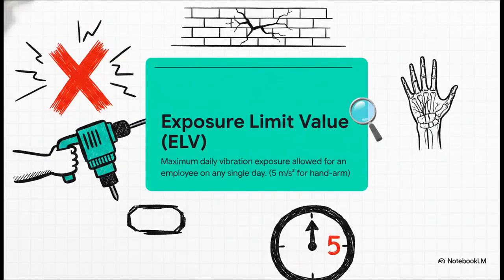Then we have the ELV. This is your absolute hard maximum limit, no exceptions. Hitting this number represents a remarkably high risk of injury. Workers must never, under any circumstances, be exposed to anything beyond 5.0 meters per second squared for hand-arm vibration on a single day. If they hit it, work stops. Period. It's a strict ceiling designed specifically to prevent severe, irreversible physical damage.